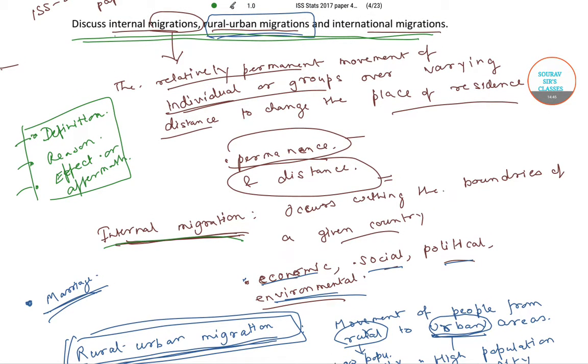So, internal migration is a migration within the boundaries of a country. Rural urban migration is a type of internal migration that is the movement from rural areas to urban areas. And international migration is a phenomenon that occurs across the boundaries of countries.